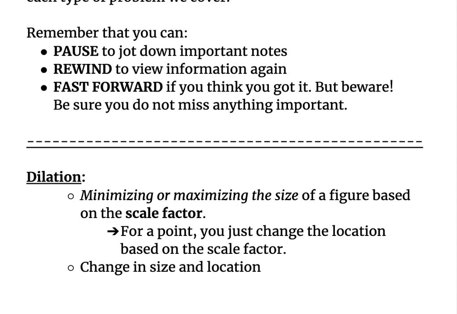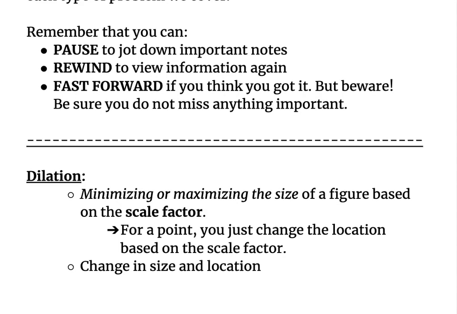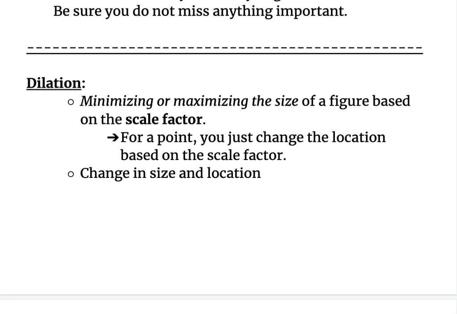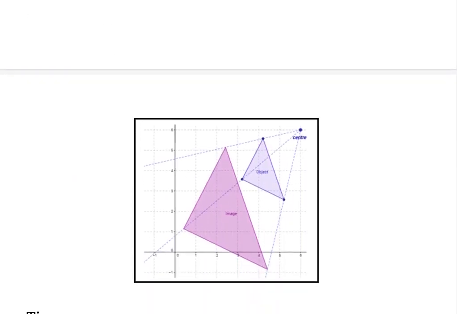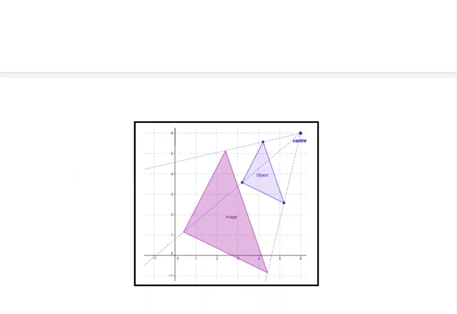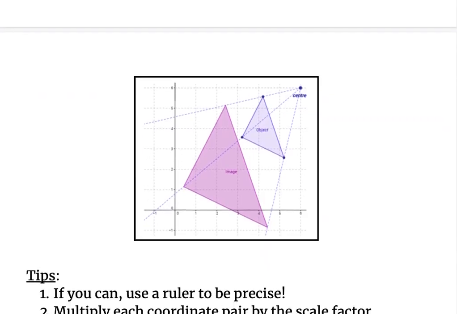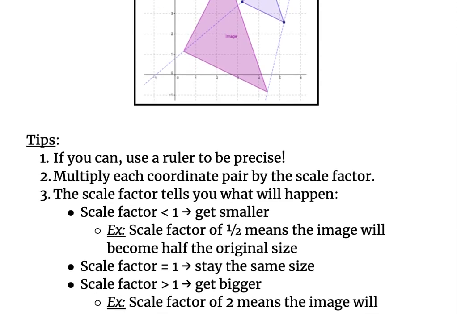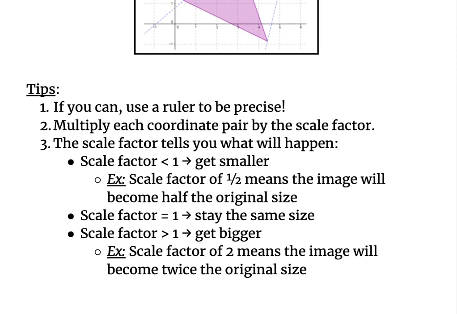And a dilation, since it minimizes or maximizes, it's going to change not only the size, but it's going to change the location because that image is going to take up less space or more space, so the location is going to change. All right, so this is an example of an object being dilated to a larger image. So notice how the location is going to change. It's going to get further away from your dilation point, and it's going to take up a lot of space, or less space.